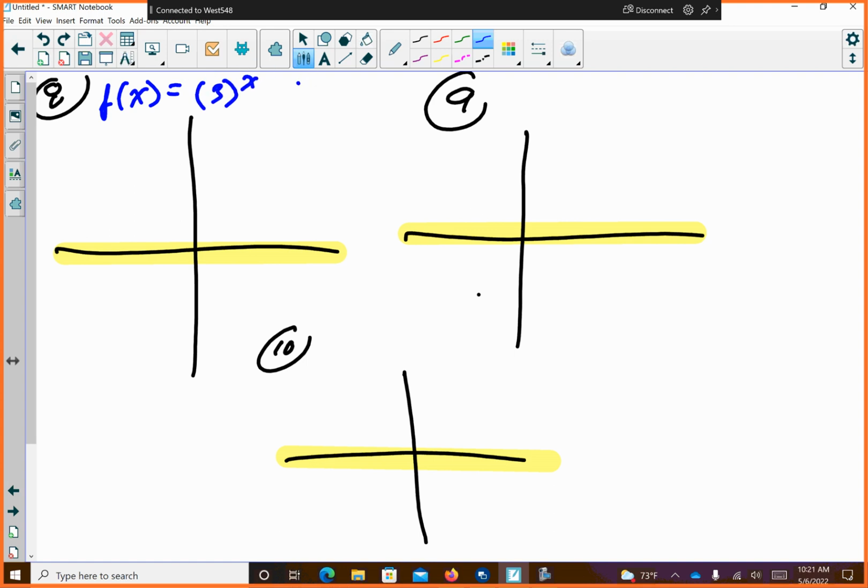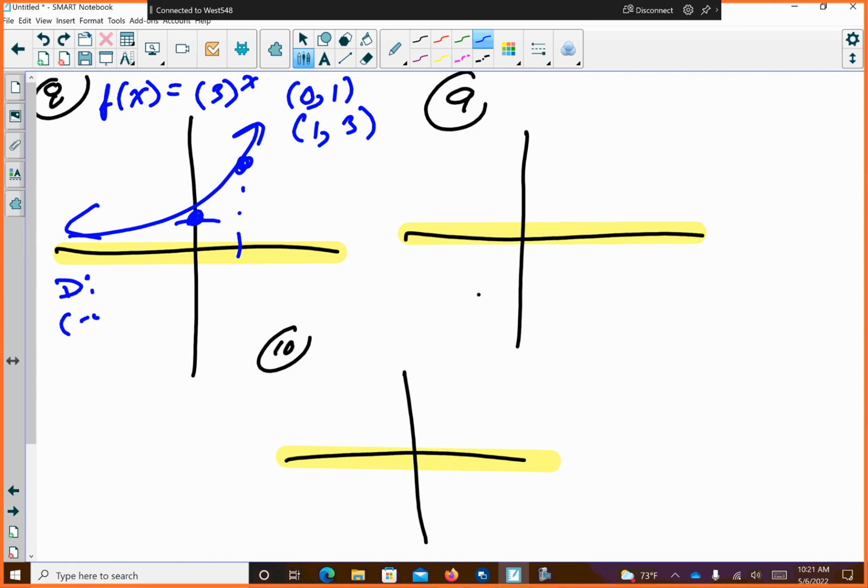3 raised to the x. So if I plug 0 in, I get 1. So 0, 1 is here. Then if I plug 1 in, I get 3 to the first, which is 3. So it looks like that. The domain of all these is negative to positive infinity. The range on this one starts at the yellow 0 and goes to infinity because it goes upward.